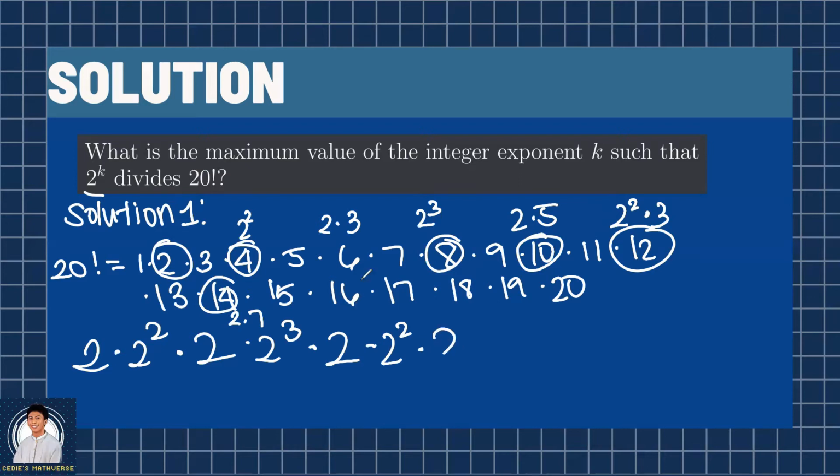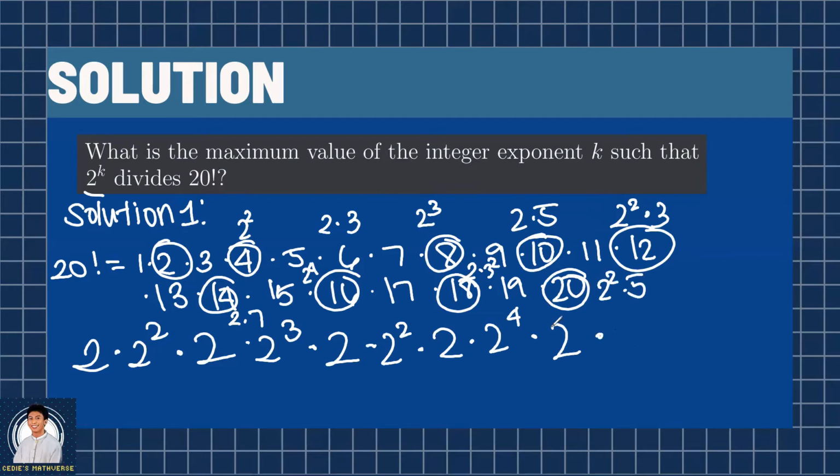2. And 16 is 2 raised to the 4th power, so we get 2 to the 4th power. Then 18 is 2 times 3 squared, so we get another 2. And lastly, 20 is 2 squared times 5, so we get another 2 squared. And this is the maximum value of the integer exponent k that we desire.